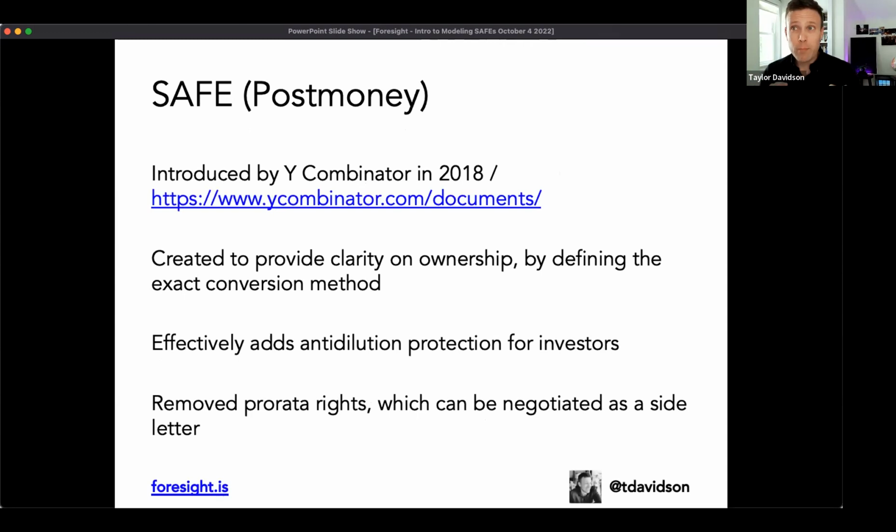There's also a post-money SAFE. Now, the post-money SAFE was introduced by Y Combinator in 2018.